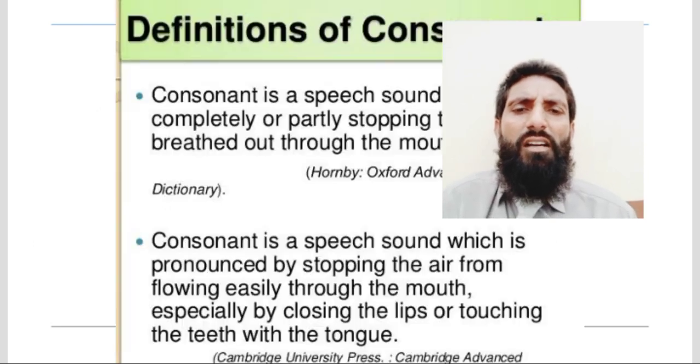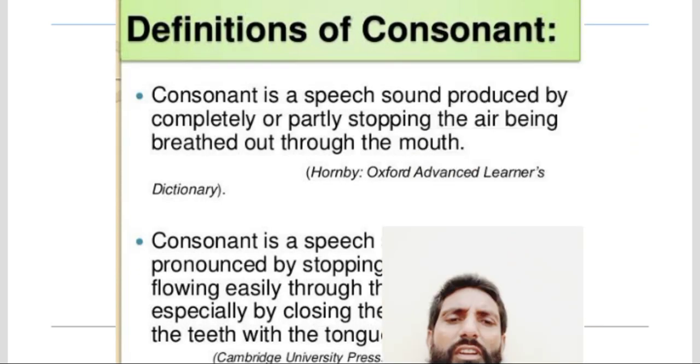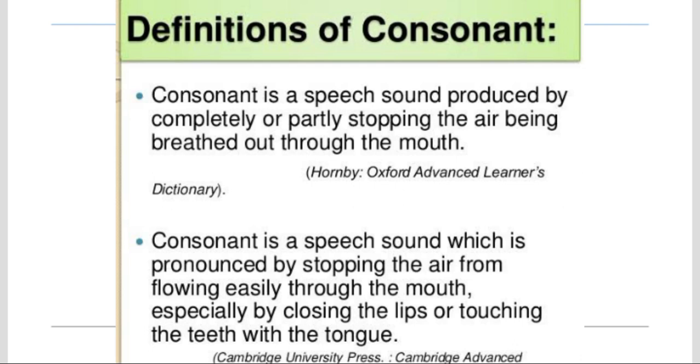This is basically the definition of a consonant. A consonant is a speech sound produced by completely or partly stopping the air being breathed out through the mouth. Again, a consonant is a speech sound which is pronounced by stopping the air from flowing easily through the mouth, especially by closing the lips or touching the teeth with the tongue. This definition will enable you to understand what consonants are. Let's discuss this last one.